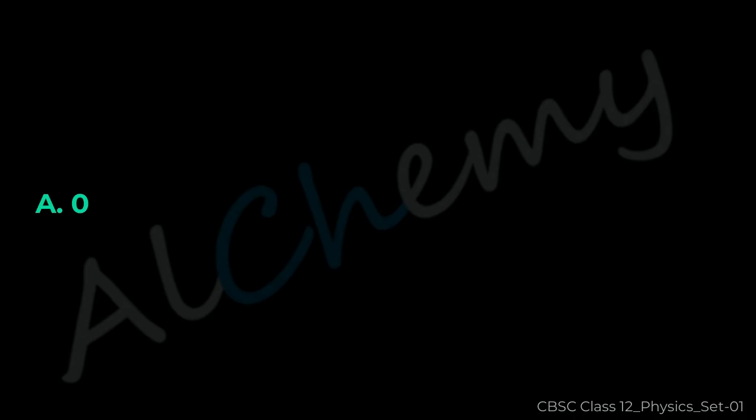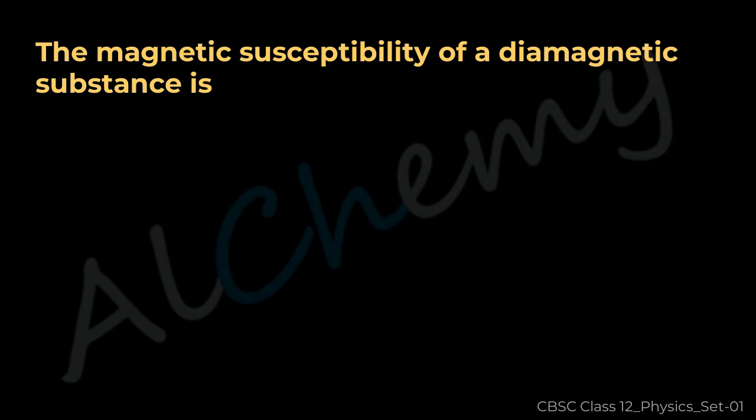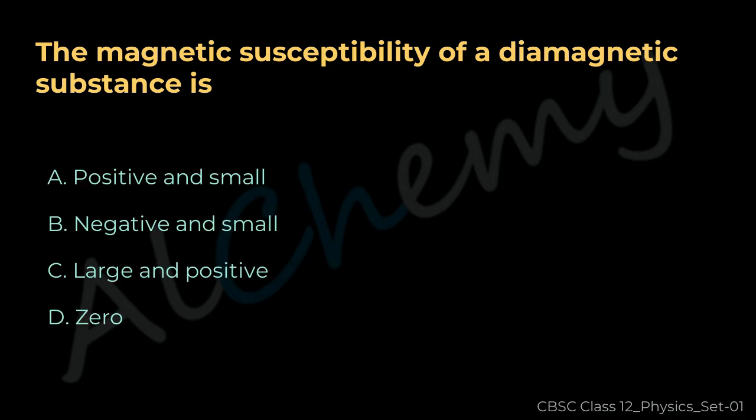The correct answer is A. 0. Question 44. The magnetic susceptibility of a diamagnetic substance is A. Positive and small, B. Negative and small, C. Large and positive, D. 0.